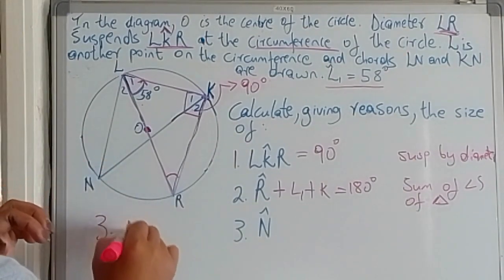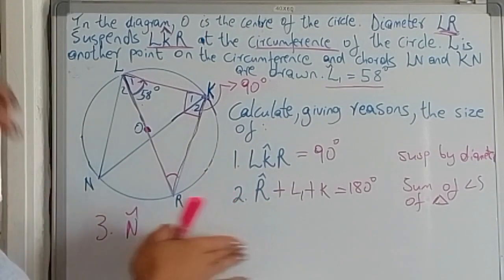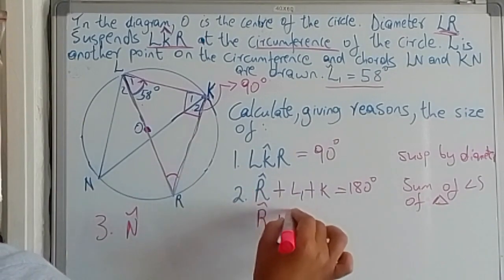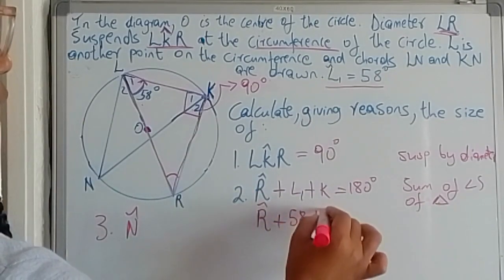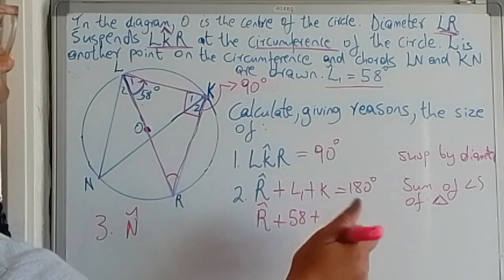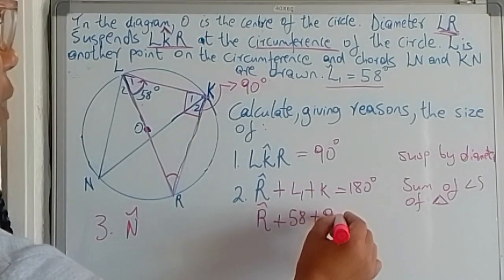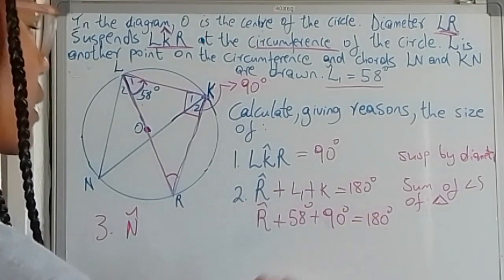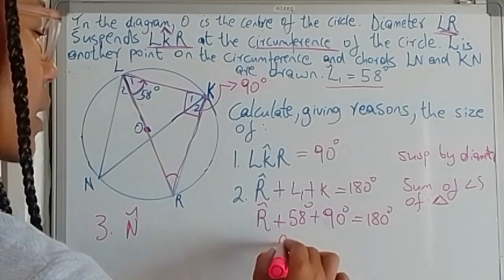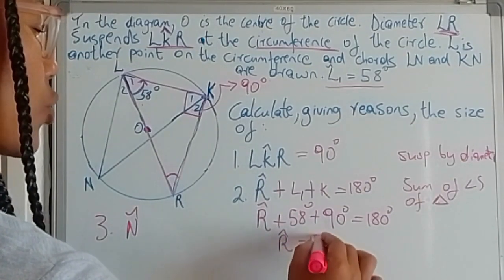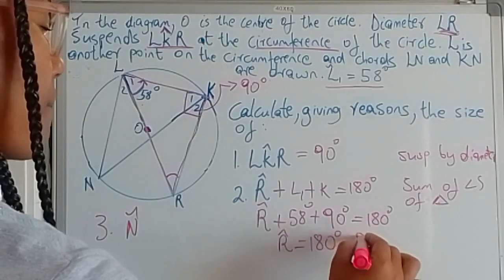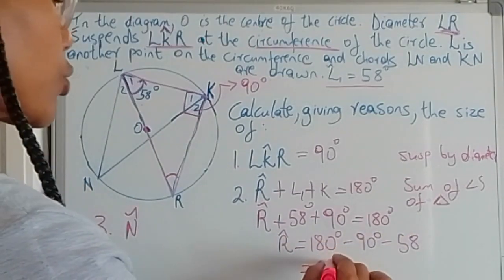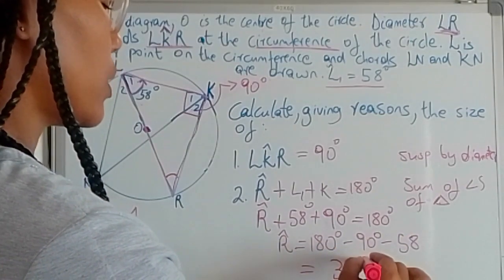So let me just move this 3 here. We know that in number 3 we're going to look for N. Okay, so R is what we are looking for. L1 is given to be 58. Then K, we know that it's 90. We have proved that in question 1. This equals 180. So that means angle R will be equal to 180 minus 90 minus 58 equals 32 degrees.